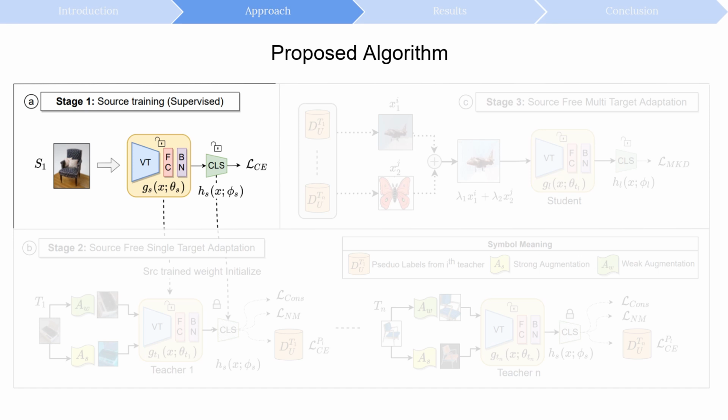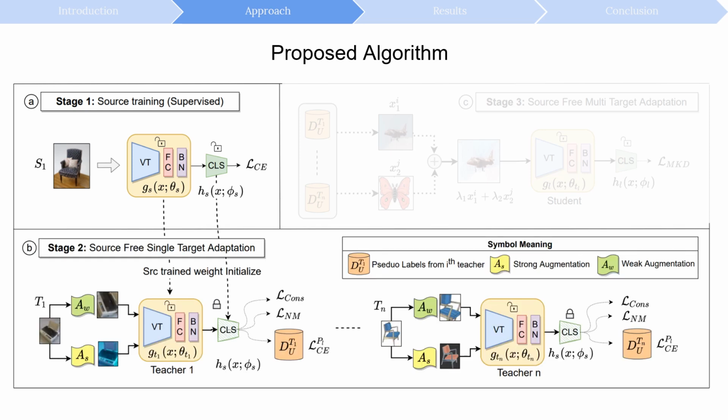In stage 1, we train a classifier using the labeled source dataset and cross-entropy loss. In stage 2, we initialize the teacher network using pre-trained source weights. We take a strong and weak label-preserving augmentation of each target sample. Finally, we train the teacher network using the nuclear norm maximization, pseudo-label based cross-entropy loss, and consistency loss between weak and strong augmentation. We train a different teacher network for each target domain.